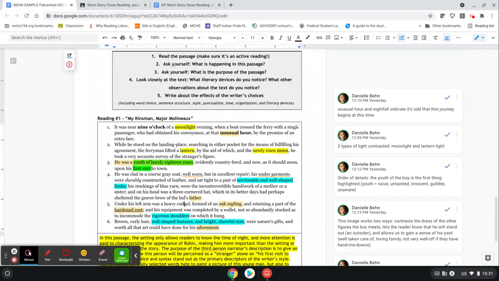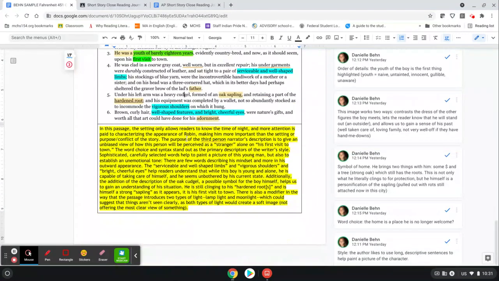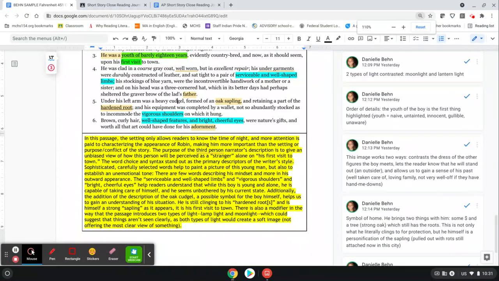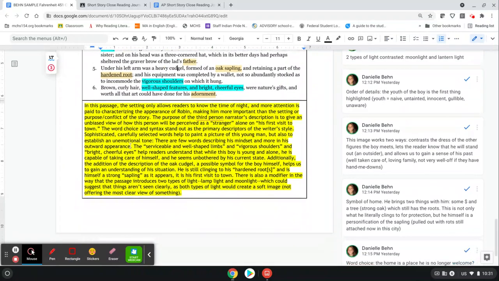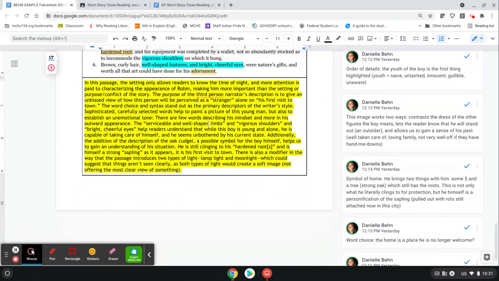So going back up to my directions as far as what are the things that I should write about, I'll zoom in for this part here so that you can see. This is my sample passage. And yes, I will know if you legitimately just copy and paste what I write, but I'm okay if you use a lot of the same wording that I do, because I'm trying to help you out for this first one. So I have first, in this passage, the setting allows the reader to know the time of night, and more attention is paid to characterizing the appearance of Robin, making him more important than the setting or the purpose or the conflict of the story.